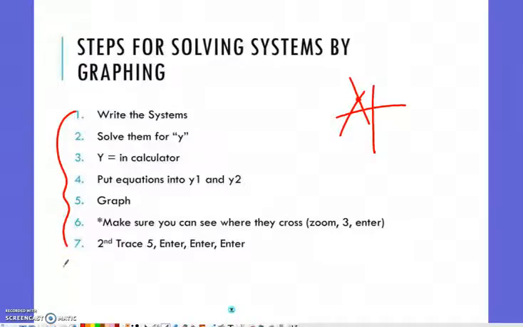Step 1 is you have to write the system if you're given word problems. Step 2 is to solve them for y, whatever y is. Step 3 is to type them into y equals in the calculator. And this is really where the calculator steps start. And you've done this before, it may have been a while. You put your equations into y1 and y2. You graph them. You make sure you can see where they cross, which is by zooming out. This is to zoom out. And then you press second trace 5, enter, enter, enter. You've done this before, but now we're bringing it together. That's a lot, I know. When we go over the problems, it'll be easy.